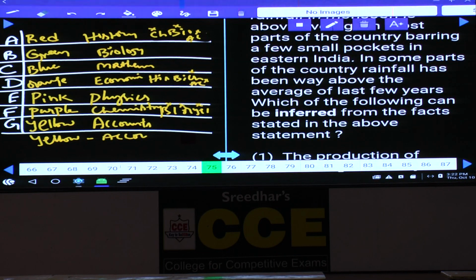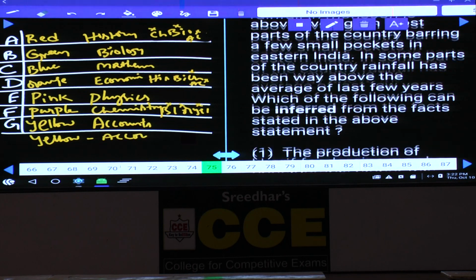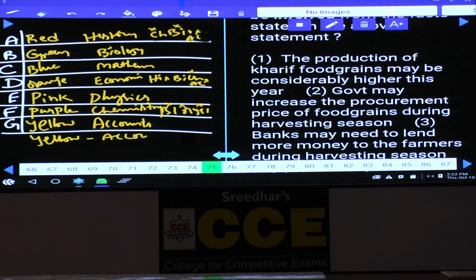Now only in some parts of eastern India there was some lack of rainfall, but except that, in all the remaining areas it was much above the average. Then which of the following can be inferred from this? Now, the production of kharif food grains may be considerably higher this season. Tell me whether we are able to derive this or not. Why? Kharif is given.